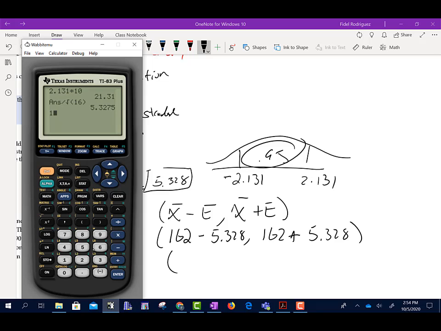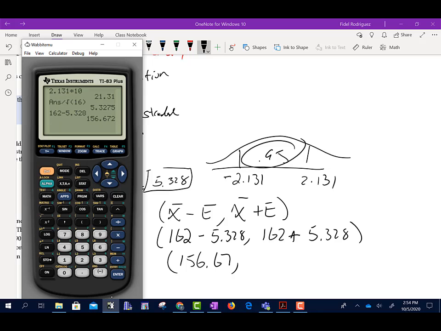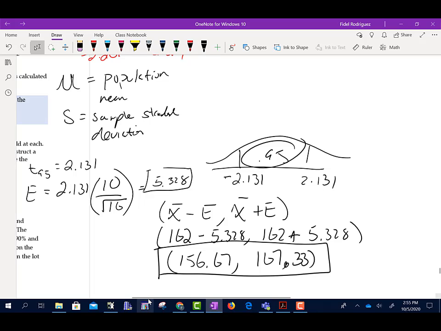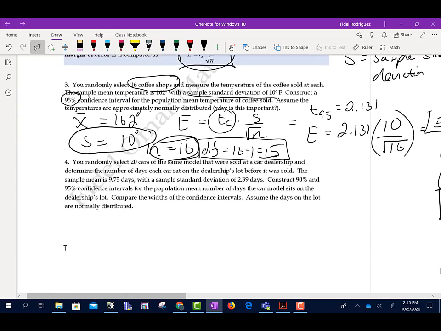Okay, so let's do that. 162 minus 5.328 gives me 156.67. And we can do this again, but just change that minus to a plus. There we go, 167.33. And here is my confidence interval, right? Okay, so let me scroll back over here. All right.